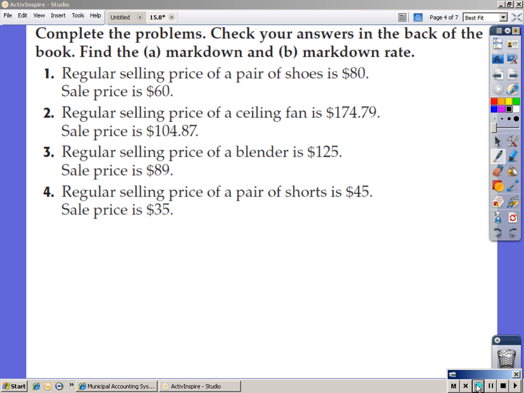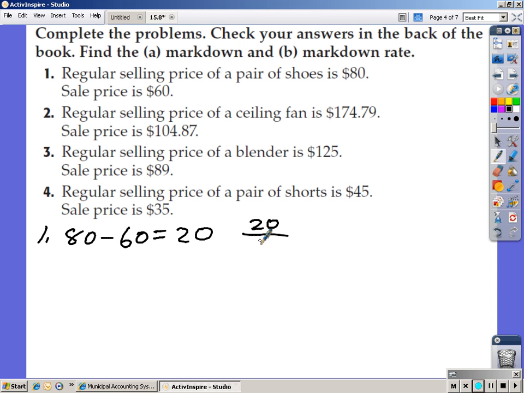Okay, so let's go ahead. Let's work these. All right, number one, regular selling price is $80. Sell price is $60. Gives me a markdown of 20. Take your markdown, divide it by your regular selling price, 20 divided by 80. You should get 25%.